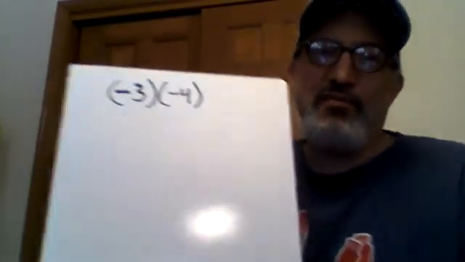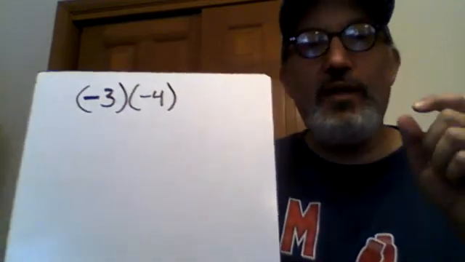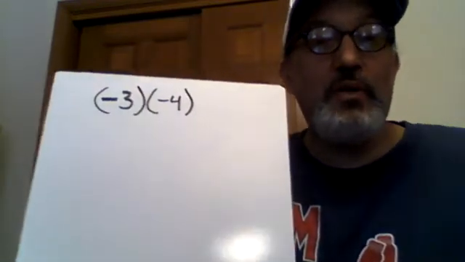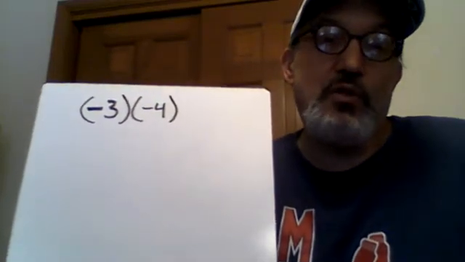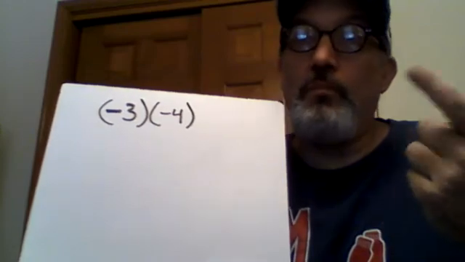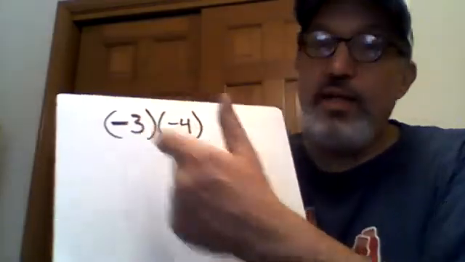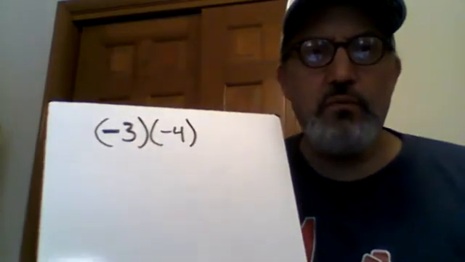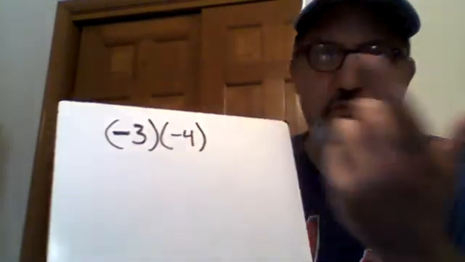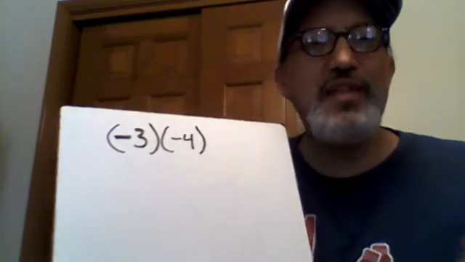The approach to negative 3 times negative 4, now we know according to the rule the answer is 12. But the approach to understanding it is going to be similar to how we just approached 3 times negative 4 or negative 3 times 4. We're going to rewrite negative 3 as negative 1 times 3. And we're going to rewrite negative 4 as negative 1 times 4. We are allowed to do that because we have proven that negative 1 times a number is the opposite of the number.